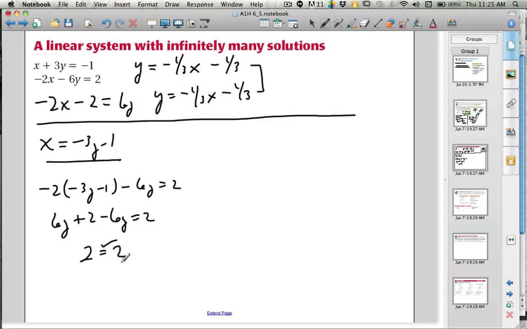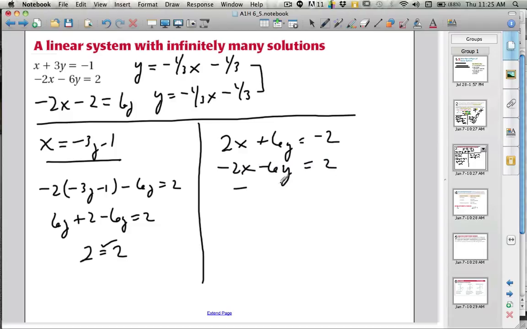So in this situation, all of my variables again dropped out, but I'm left with a true statement. That means I have an infinite number of solutions. That's what this looks like. If I did it with combination, I could take the top equation and multiply it by 2. And I don't need to change the other equation. And when I add everything together, I'll get 0 plus 0 equals 0. That also is a completely true statement, a sign that I have an infinite number of solutions.